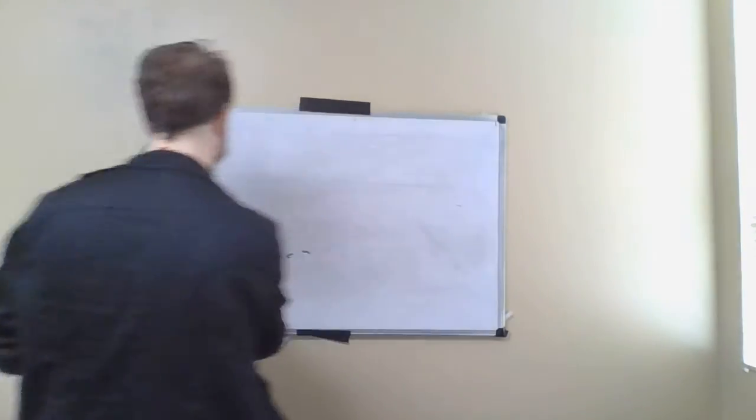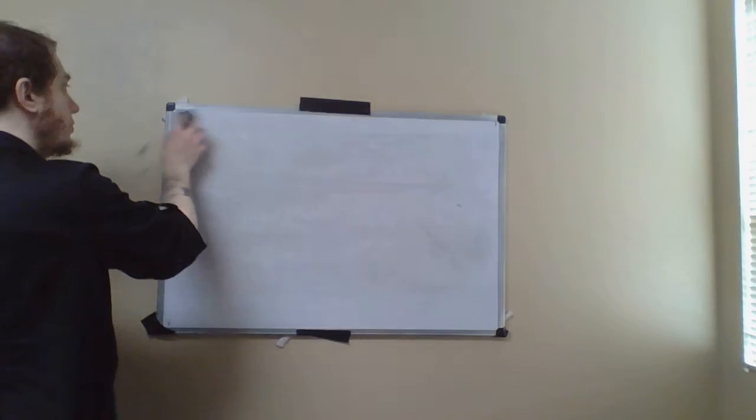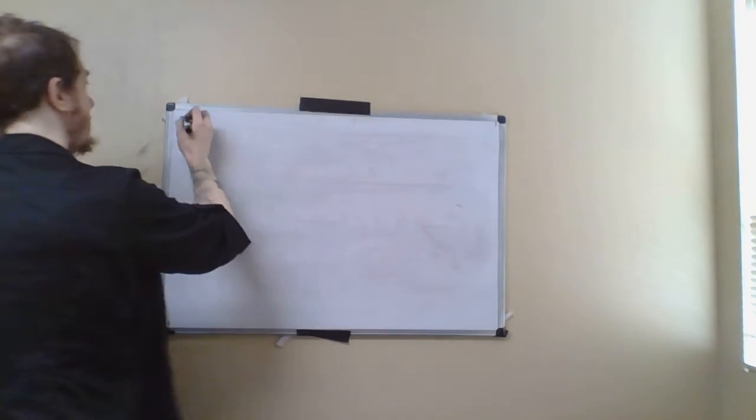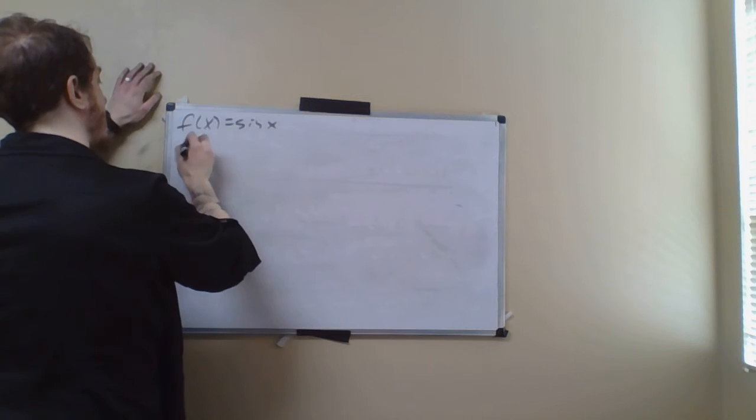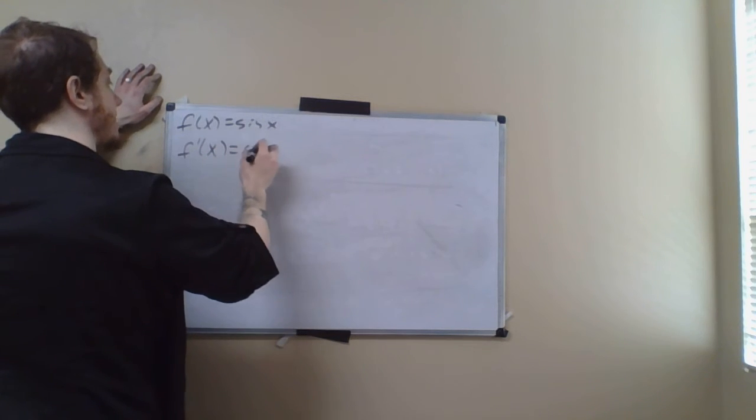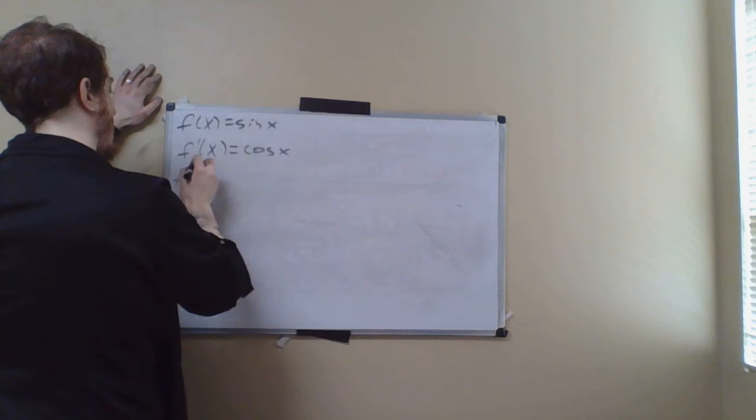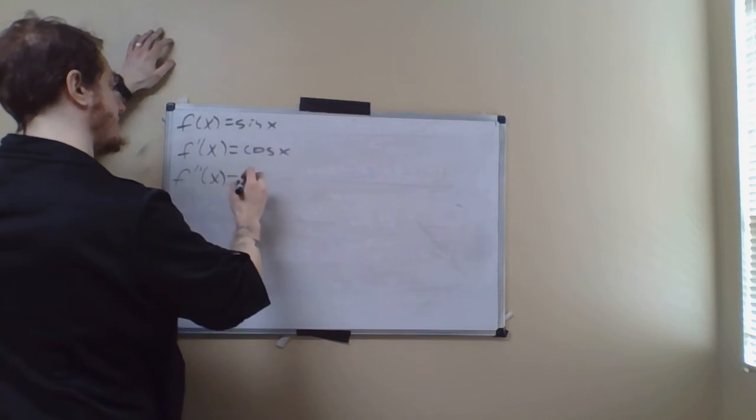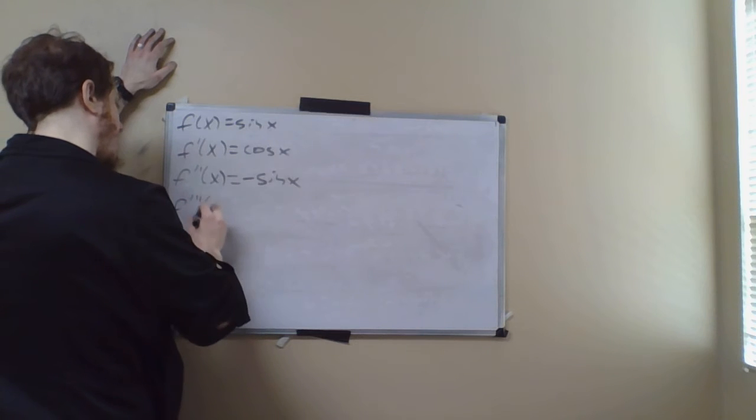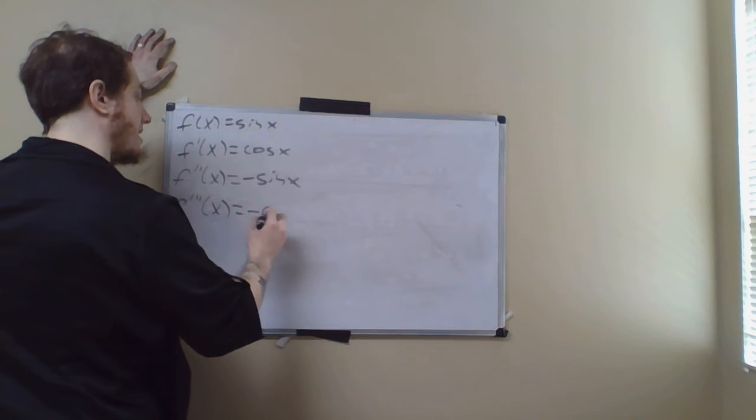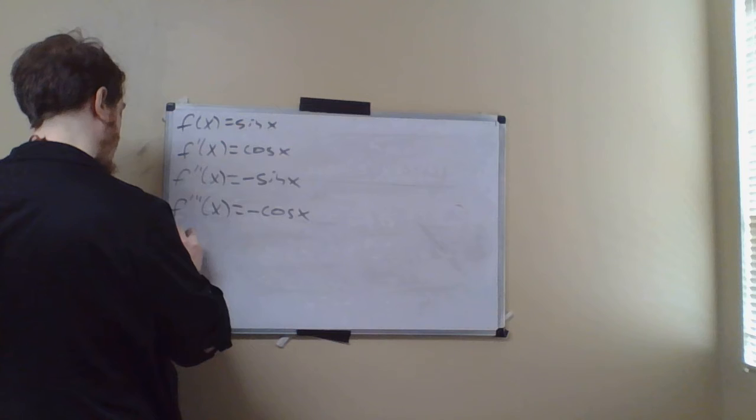And there's actually a very nice pattern here because you'll notice that if f of x is equal to sine x, then f prime of x is cosine x. F double prime of x is equal to then negative sine x. F triple prime of x is going to then become negative cosine x.